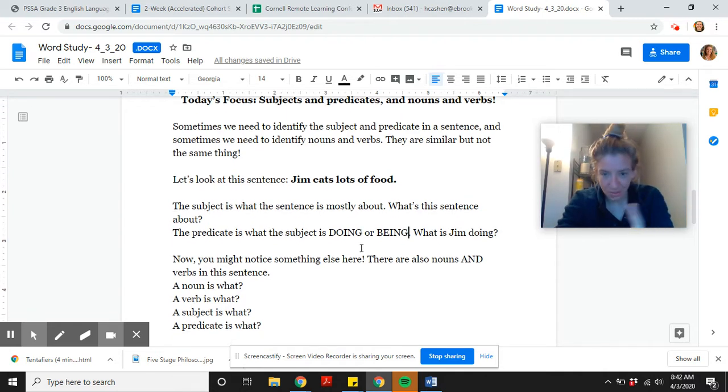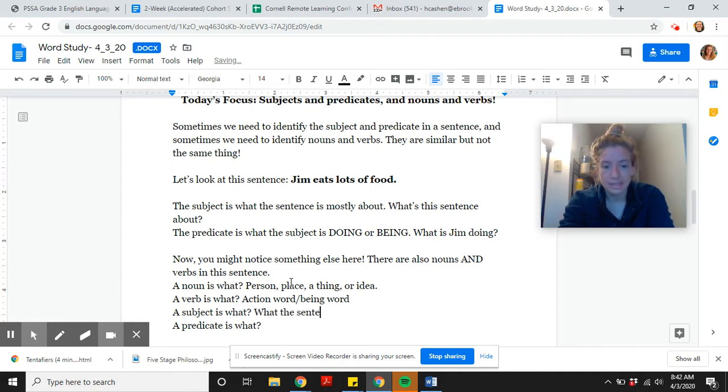But there's also nouns and verbs in the sentence. A noun is a person, place, thing, or idea. What's a verb? It's an action word or a being word. What's the subject? What the sentence is about. And the predicate is what the subject is doing or being.